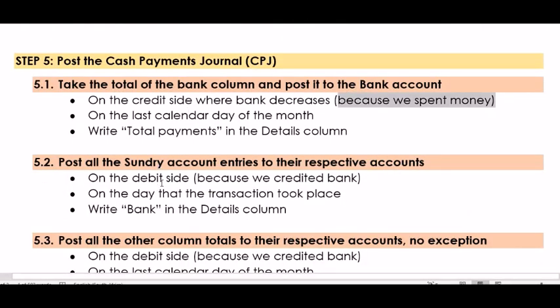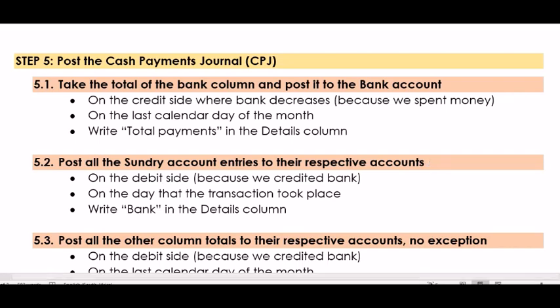Now our next step says post all of the sundry account entries to their respective accounts. You will see there are many sundry account entries in the CPJ. We will post it on the debit side of each account because remember we credited bank now. You will see the debit sides will always be the plus sides of these accounts. And remember, we only work on the plus sides. You will post it on the days that the transactions took place because it's the sundry account section. It's not the column totals. And in each and every one of them, you will write bank in the details column. You will see it's quite repetitive, but that makes it easy.